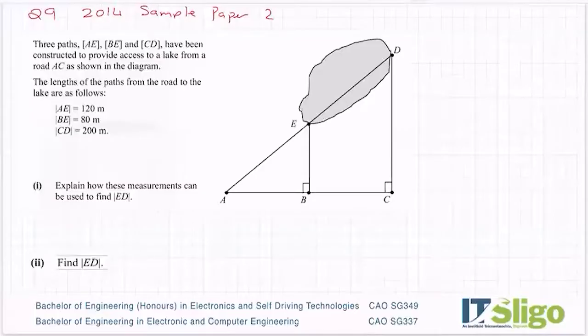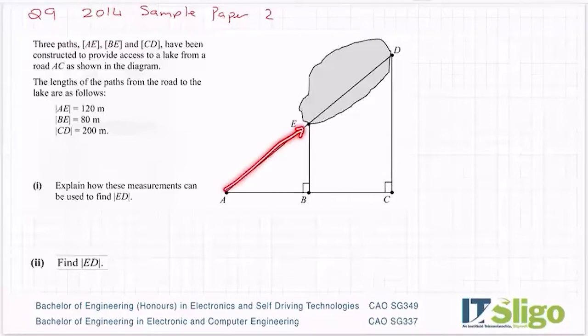Okay, let's have a look at another similar triangles question. This one was off a sample paper in 2014, question 9. Three paths, AE, BE, and CD have been constructed to provide access to a lake from a road AC as shown in the diagram.